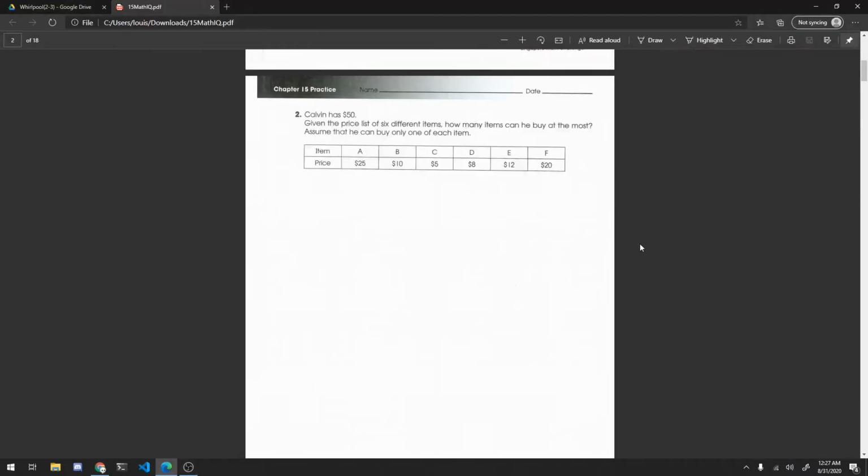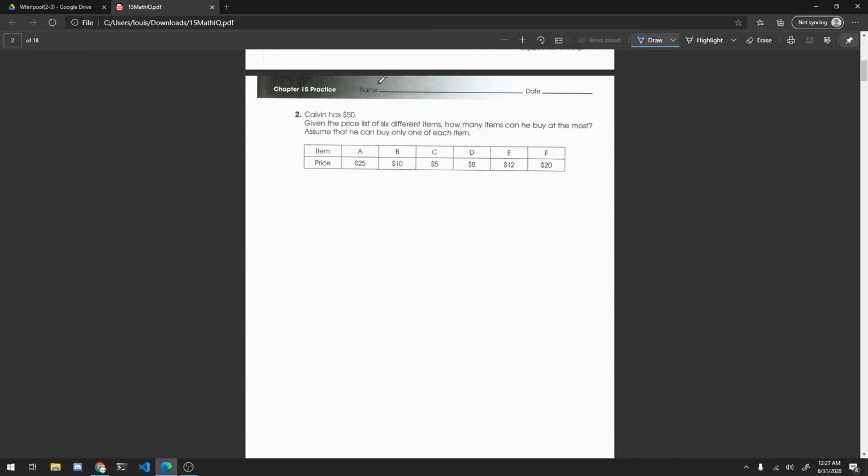Alright, so today we're going to be doing math IQ problems. So let's go ahead and just jump into the first problem. It tells us Calvin has $50. Given the price list of 6 different items, how many items can he buy at most? And it's telling us that we should assume that he can only buy one of each item.